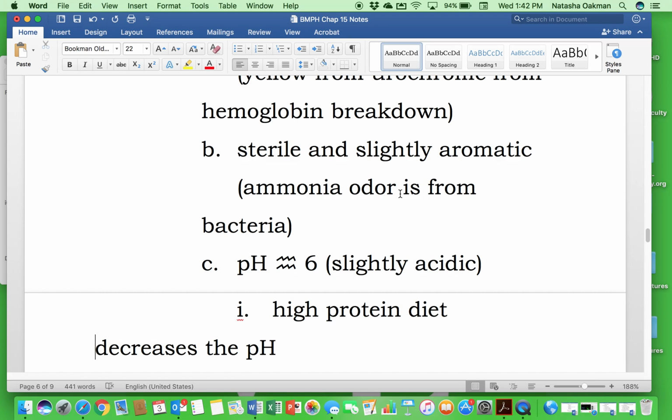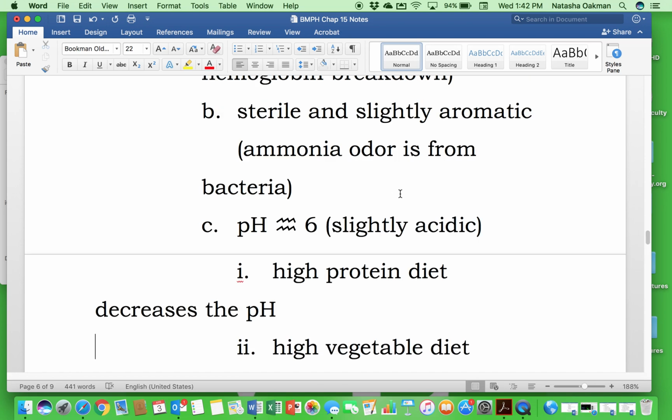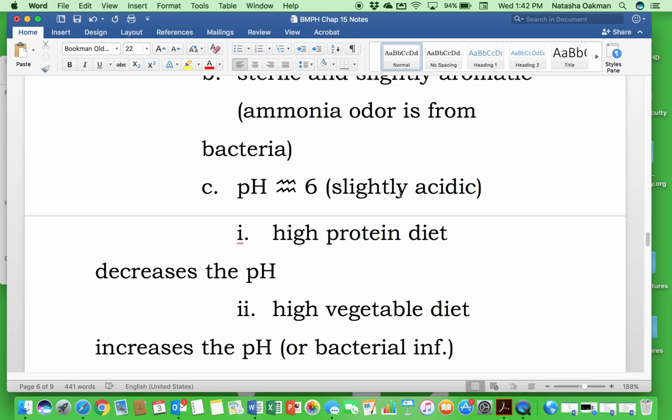If you have a high vegetable diet, this increases the pH. Bacterial infections can do the same thing, make your urine more basic. Now, obviously, bacterial infections are not something that we want, so that would be bad. But eating a lot of veggies, yay, go you. Veggies are good. I know I have some vegan friends out there.